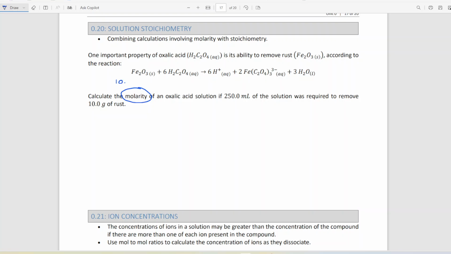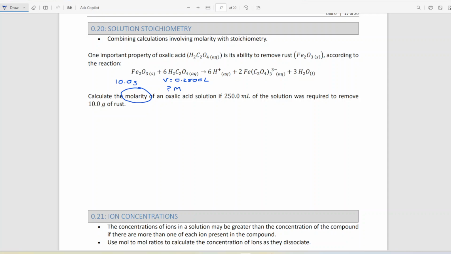So we know that we have 10 grams of the rust. We know that we have a volume of 0.2500 liters of oxalic acid, and we want to know the molarity. So what do we have to determine first? Well, we need to know the moles of oxalic acid.